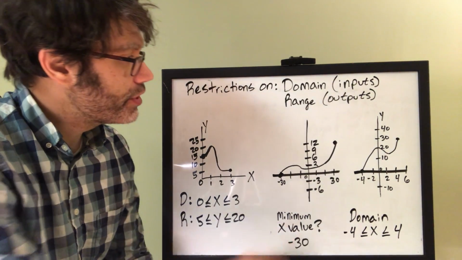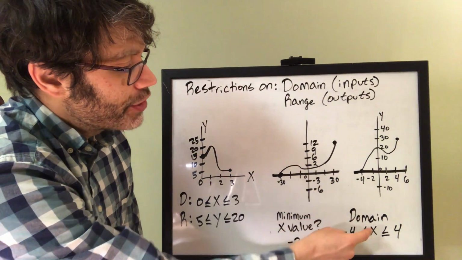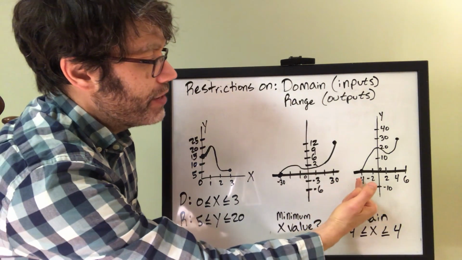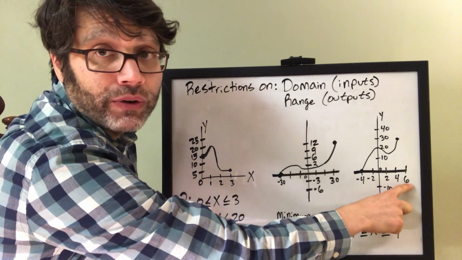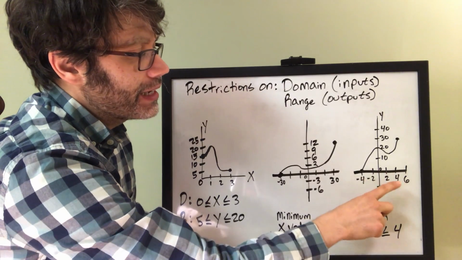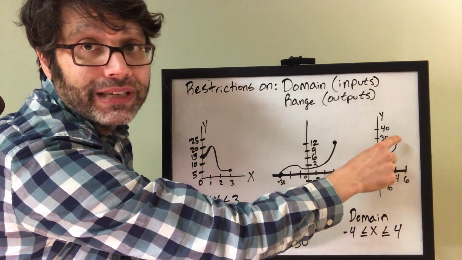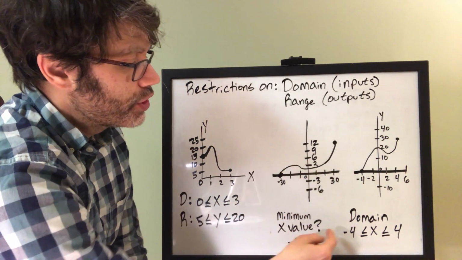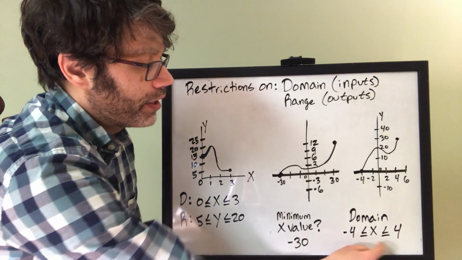All right, and so here we have our last graph. Let's see, our domain lives between -4 and +4. Again, it goes up to 6 on this graph here, but we're not including 6 in our domain because our values in our function stop at 4. So our domain is restricted by -4 and 4.